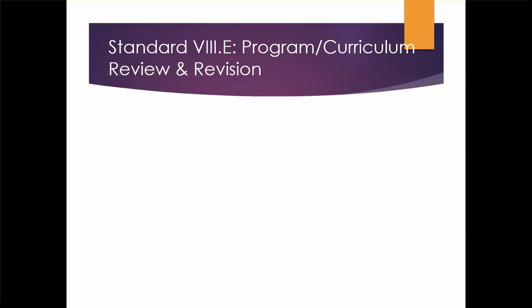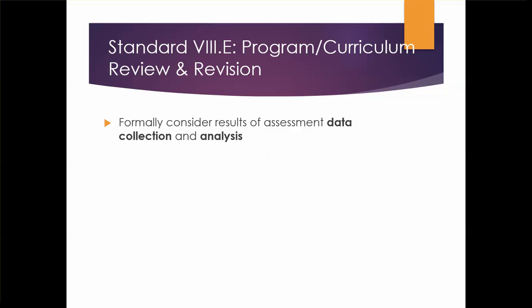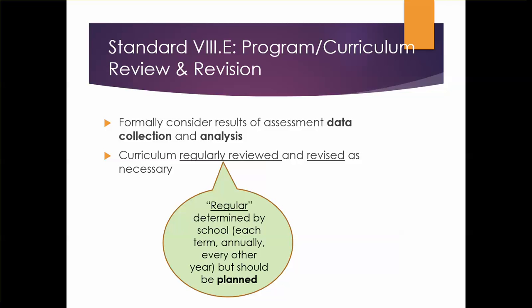So Section E is program curriculum review and revision. So you've collected all of the data, you've analyzed the data, now what do you do with it? So there should be a process in place to formally consider the results of everything that you've been doing. Curriculum should be regularly reviewed and revised as necessary. Now this is defined by the school, so you may determine what regular means, but it should be a planned procedure. You may have informal ways to review curriculum on an as-needed basis, but there should be, each year or every term or every other year, a way to formally review the curriculum.